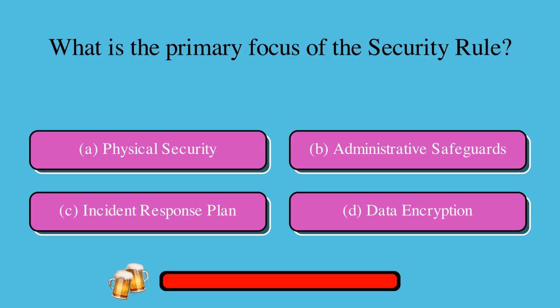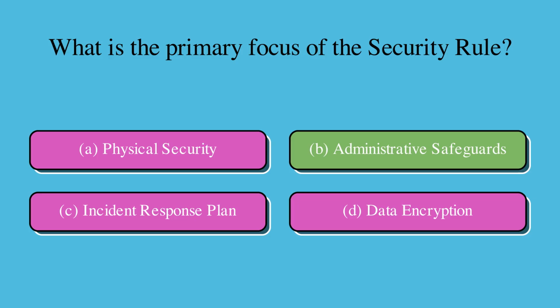What is the primary focus of the security rule? A, physical security, or B, administrative safeguards, or C, incident response plan, or D, data encryption? The correct answer is B, administrative safeguards.